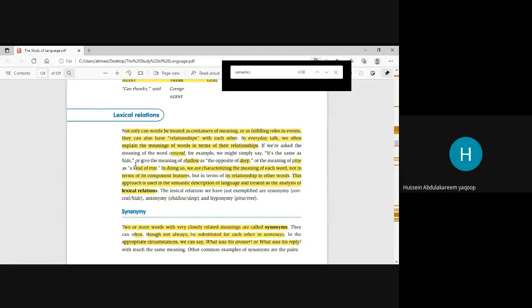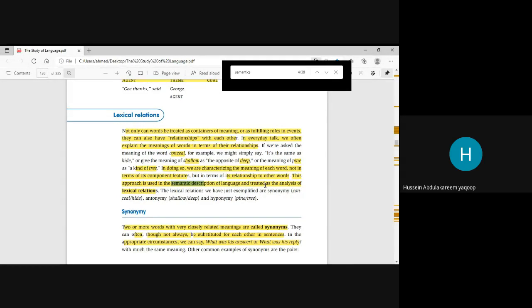Let's see. Or give the meaning of shallow as the opposite of deep. Or the meaning of pine as a kind of tree. These are all introductions. In doing so, we are characterizing the meaning of each word not in terms of its component features, but in terms of its relationship to other words. This approach is used in the semantic description of language and treated as the analysis of lexical relationships.